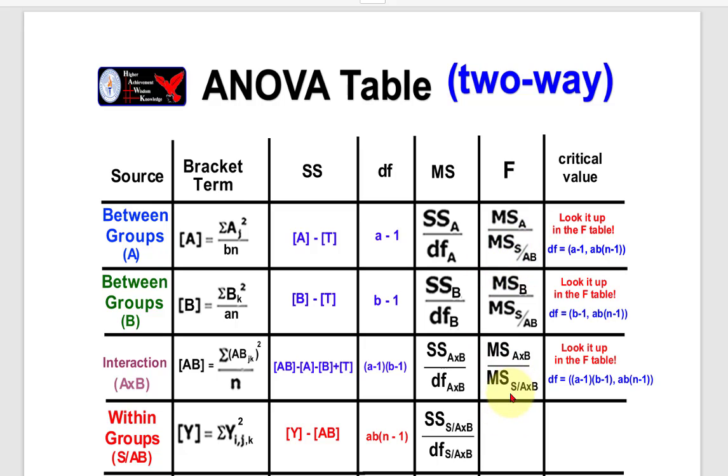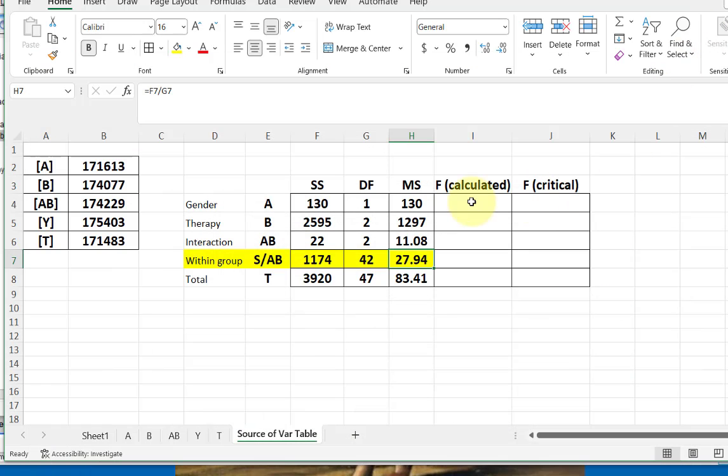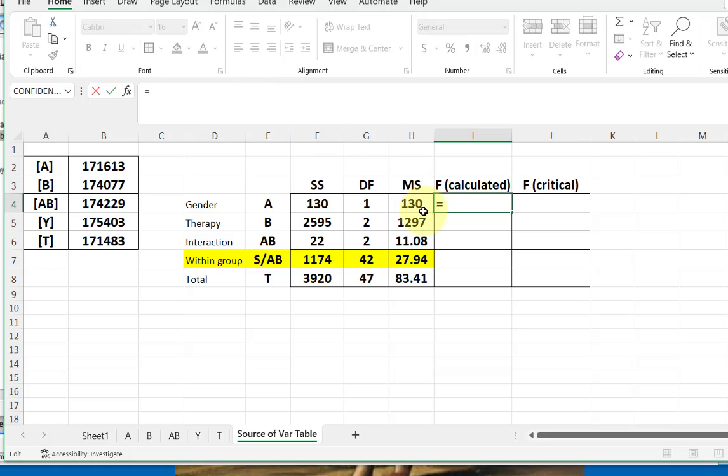Now I noticed I got an S A cross B, that's the same thing. Okay, that was a little typo on my part. But this number divided by that number, got it. So our calculated is going to be equals this number divided by that number. Bam. That is your F ratio.